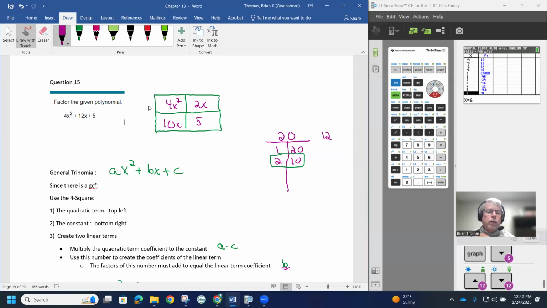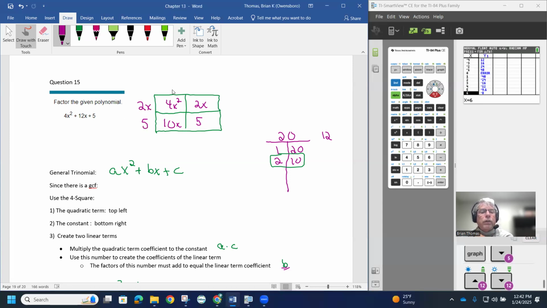Now, from here, I'm just going to model the rest of it. We want to identify the GCF of the top row. What do a 4x squared and a 2x have in common? It looks like the 2 goes into both of them, and they both have an x in common. So I can bring a 2 and an x out. Now, if we look at the bottom row, what do these 2 terms have in common? Looks like they both have a 5 in common, so I'll put a 5 out here.